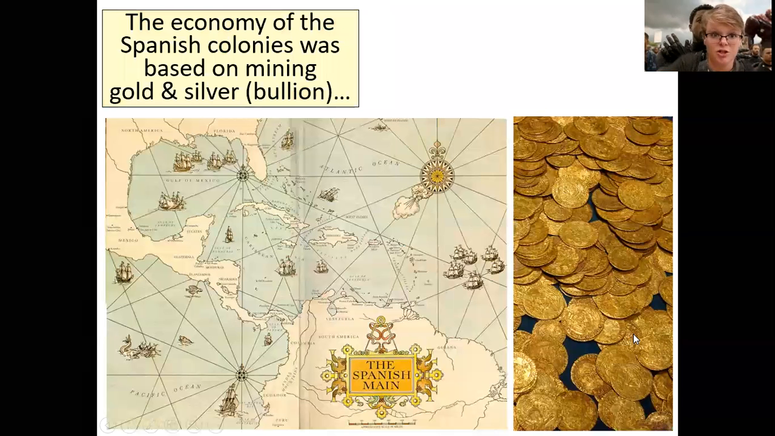The economy of the Spanish colonies was based on mining of gold and silver. Here's the Spanish gold. Spanish Main would be this area right here because it was the main area that the Spanish were in. They also controlled this area. There's also a nice little Leviathan right there.